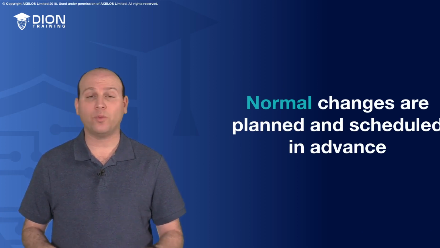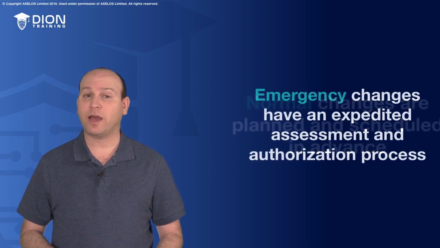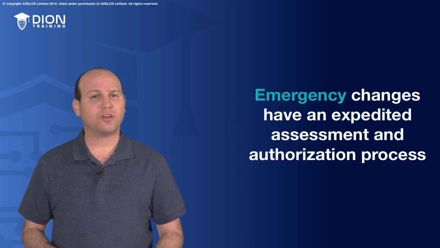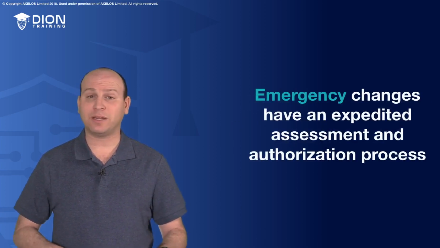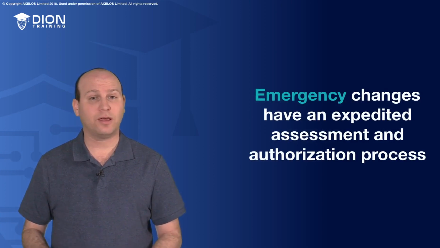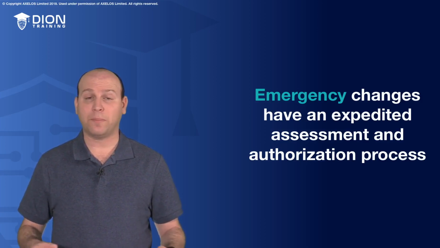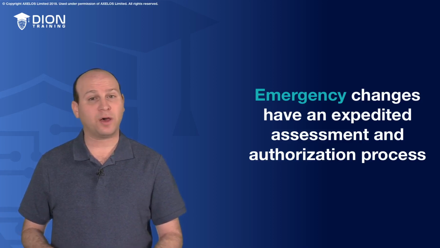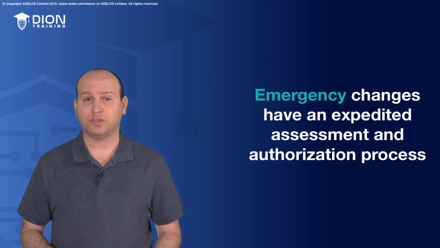Now, sometimes though, we are in a rush. And this is when things come up like an emergency. And so we have emergency changes. These are going to be expedited, and they're going to have an expedited assessment and authority process. It may be that there's a separate change authority for something that is an emergency. For example, I used to work as an IT director. And normally for a big change, I had to go up to my boss, who is the CIO. But if it was an emergency, I was the change authority, and I had permission to make those changes.